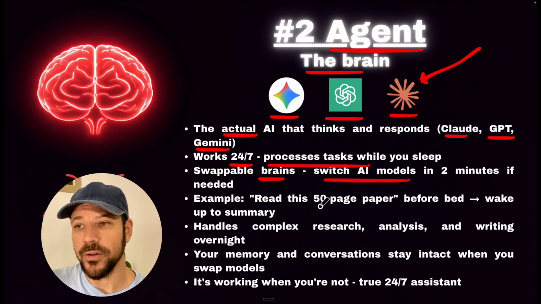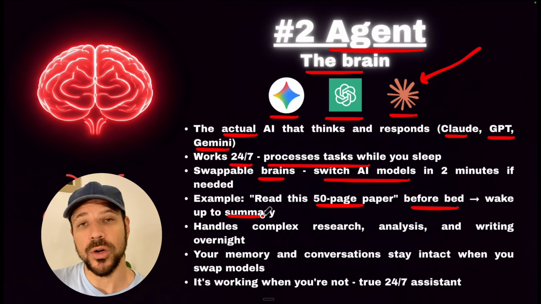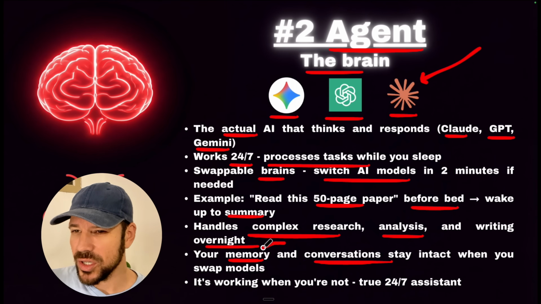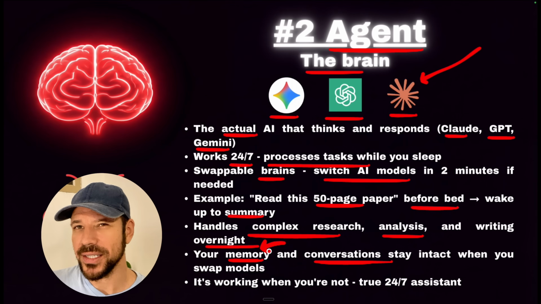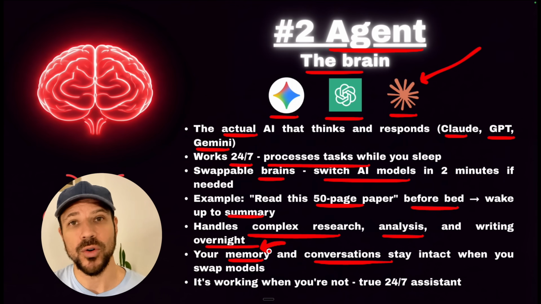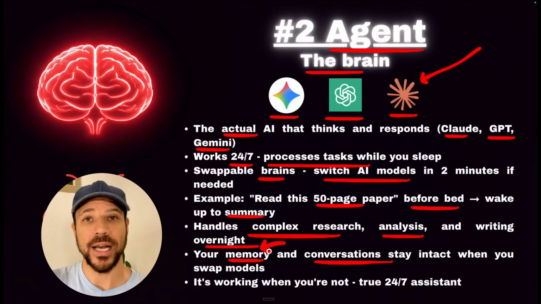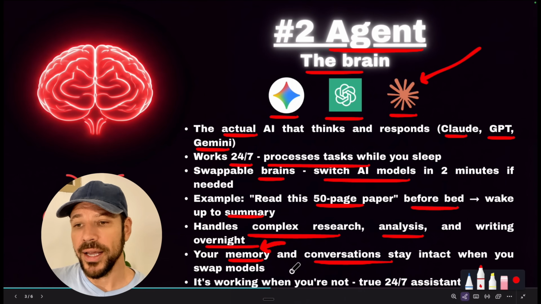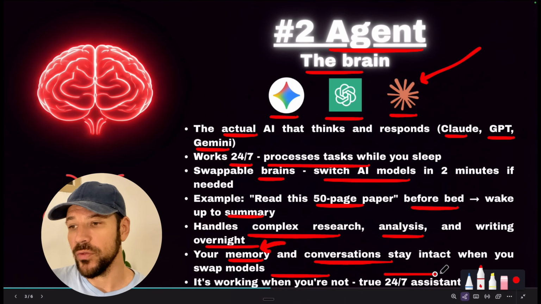I need you to read a 50-page paper before bed. As soon as you wake up, it gives you a complete summary. Your memory and conversations stay intact when you swap models. And by the way, guys, when I first learned about this tool, I was a little worried about the memory, like who has access to this? But guess what? It's open source. No giant company like ChatGPT or Claude have access to your memory. Your memory is open source. It lives directly, locally on your system. And it's working when you're not. It's your true 24/7 assistant.